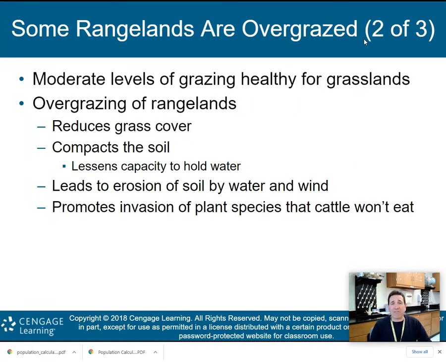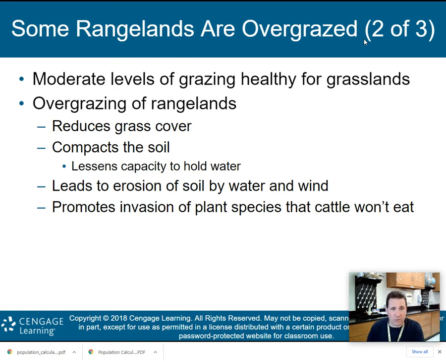Moderate levels of grazing are actually healthy for grasslands. If you think about it, way back before we had all these humans on the planet, animals grazed, right? That's what many animals do. Buffalo here in North America, zebra over in Africa, are just some examples. Animals graze, so obviously they wouldn't if it wasn't good for nature. So moderate levels of grazing are fine for grasslands. This is what has been going on for hundreds of thousands of years.